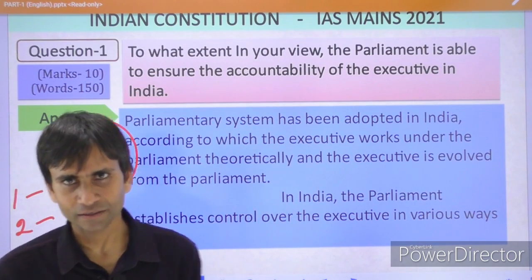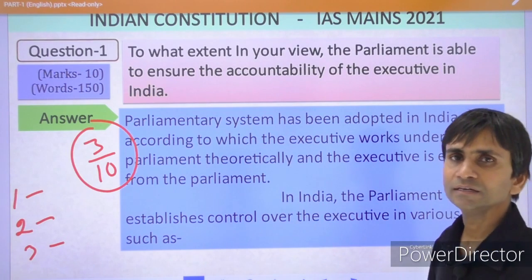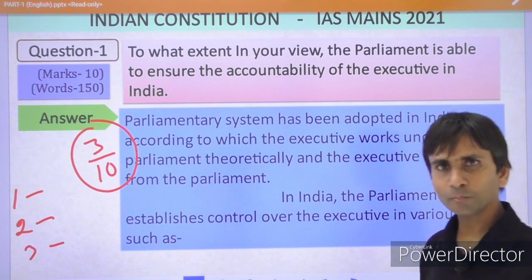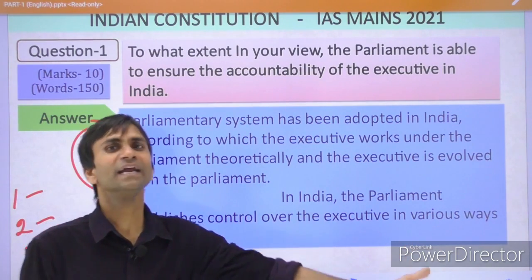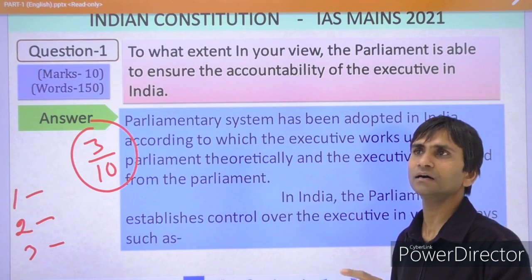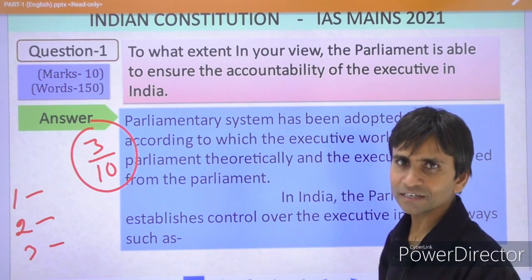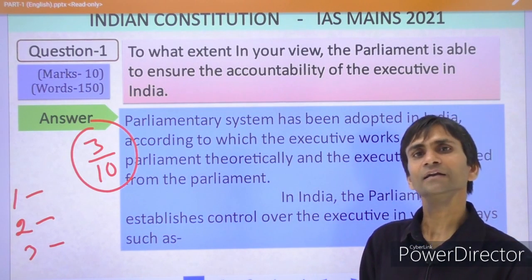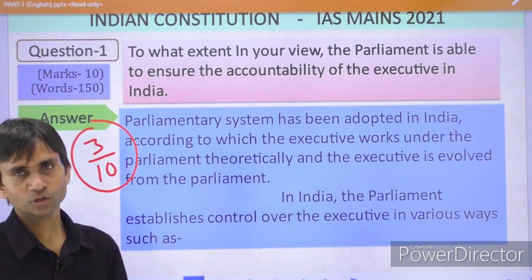This is the introductory part, and now you should change the para and write: parliament ensures the accountability of the executive in the following ways. Point 1, through the financial manner, parliament makes control or ensures accountability of the executive in the financial sector, by instructing the executive to prepare the budget and present the budget in each house of the parliament, and 2, discussion or debate over each part of the budget. So this is the accountability.